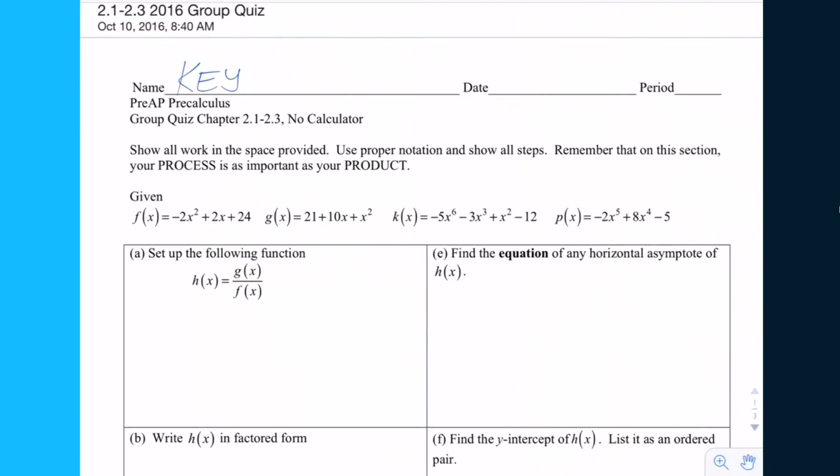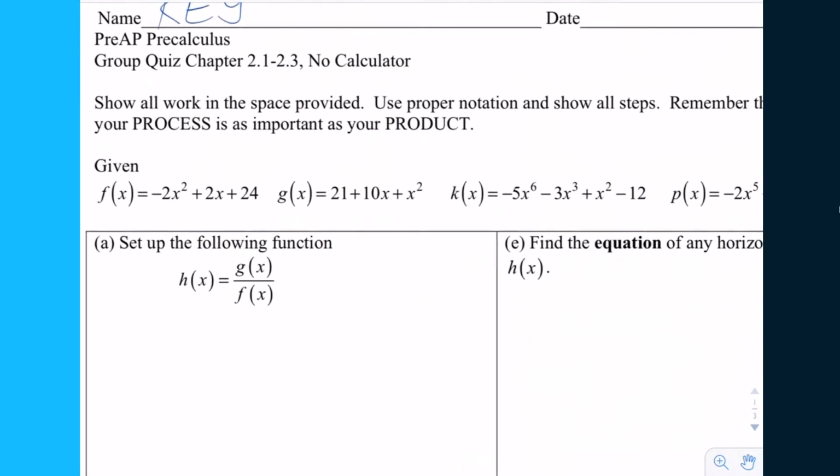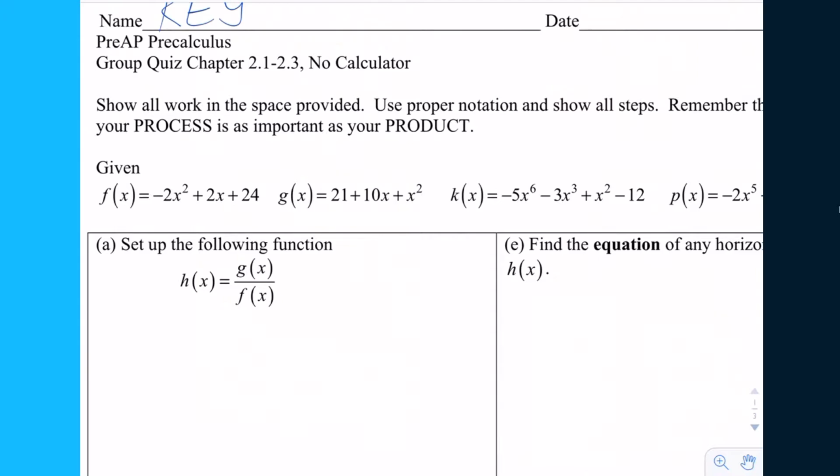And show all of your steps always. Remember that on this section, the process is as important as your product. So I grade your process. It is the product to some extent. All right, so part A. You're given these four functions, actually, F, G, K, and P. And part A just says to set up the following function. So this is just as easy as pulling out the correct functions.